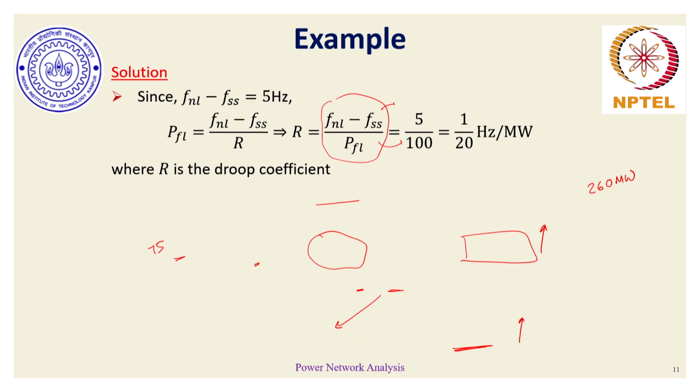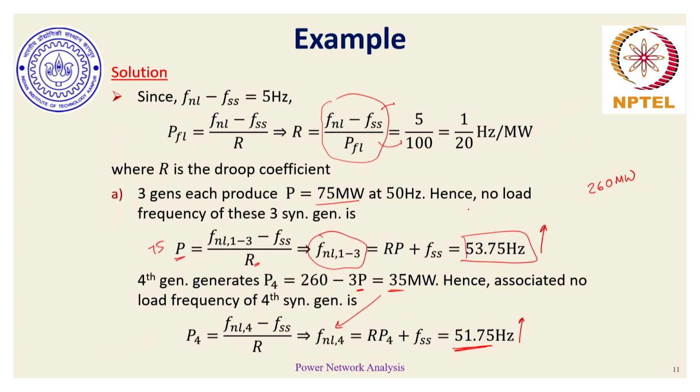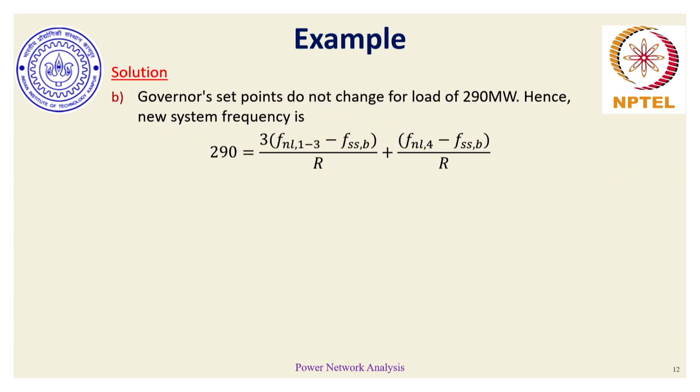The second bit says that if this load is now incremented by 30 megawatt, while the droop coefficients and no load frequencies of the generators remain unchanged, what should be the new system frequency? So now the load has gone up by 30 megawatt. Each of the generators will respond as per their droop characteristic. The first three units have similar characteristics, so I have multiplied by 3 over here, where the last equation refers to unit number 4.